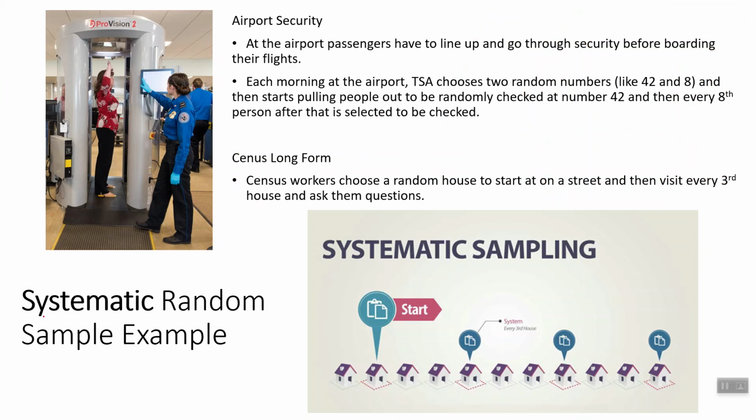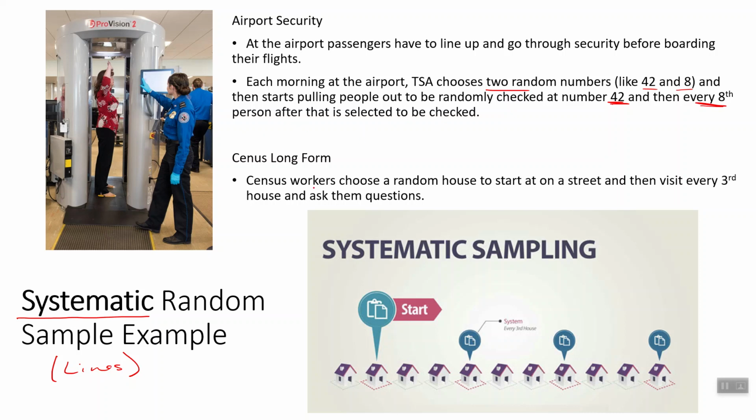All right, our systematic sample. This involves lining things up. When you go through airport security, you have to line up to go through security 1 person at a time. Every morning, the TSA chooses 2 random numbers, like 42 and 8. And they start checking people at the 42nd person to go through security. And then after that, they choose every 8th person to be checked. They'll pull them off to the side after they go through security, and they'll check their bags.